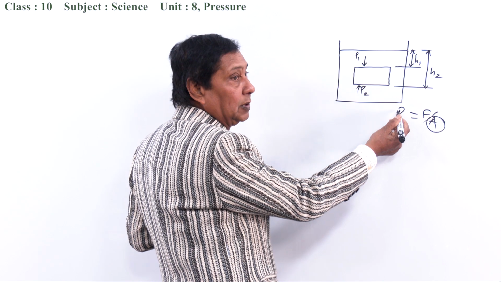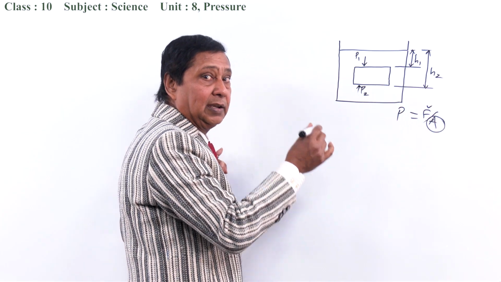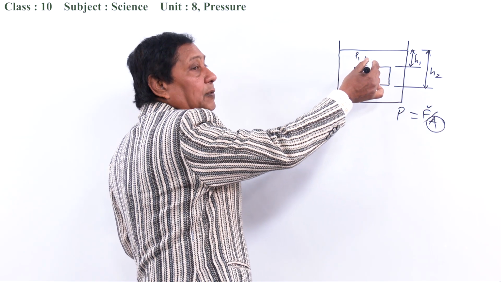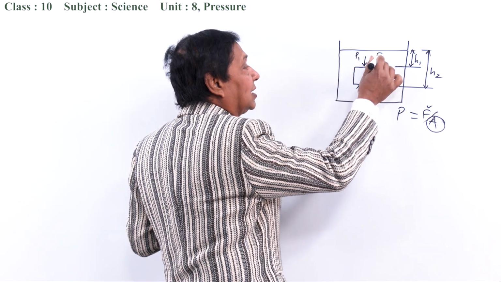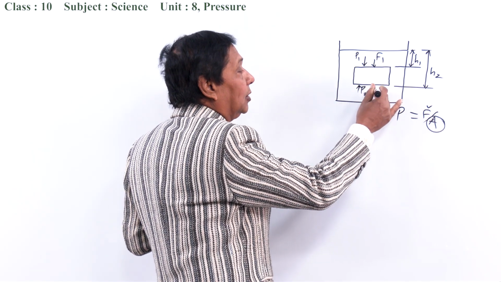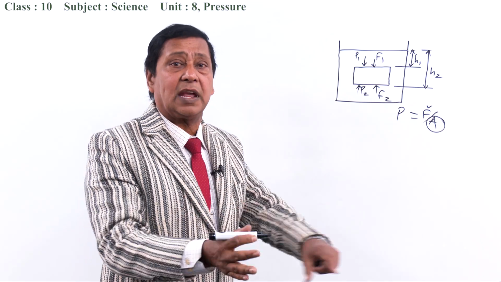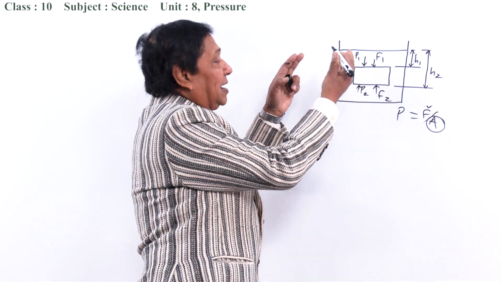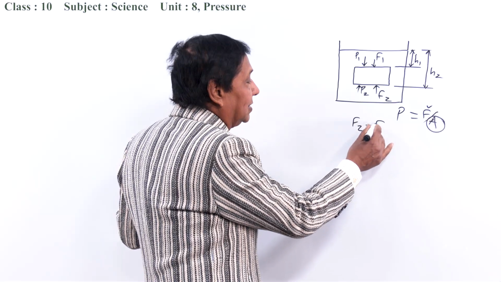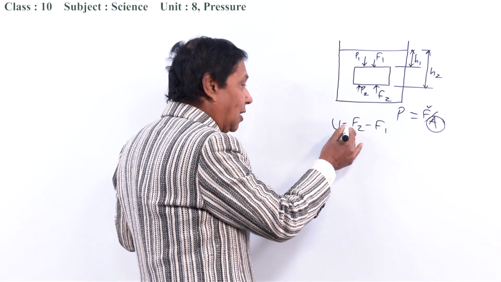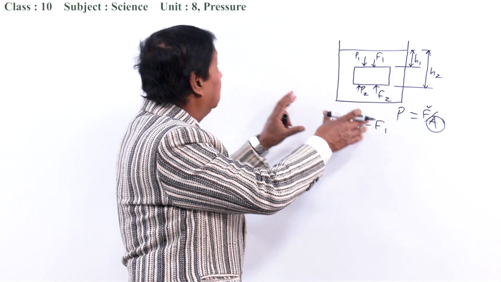Why is pressure more? Certainly, force acting from the lower surface should be more than the force acting from the upper surface. If force acting from the upper surface is taken as F1 and force acting from the lower surface is taken as F2, then the resultant force applied by this liquid on this body will be F2 minus F1, and this is the upthrust. Now I am going to use this equation also here.